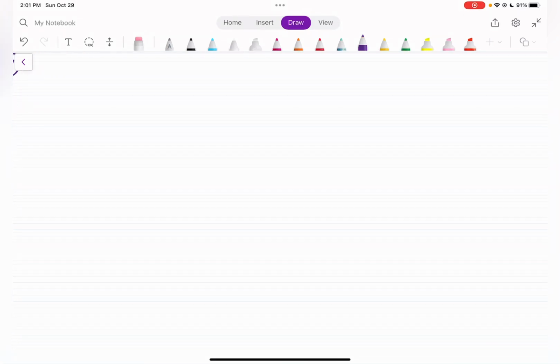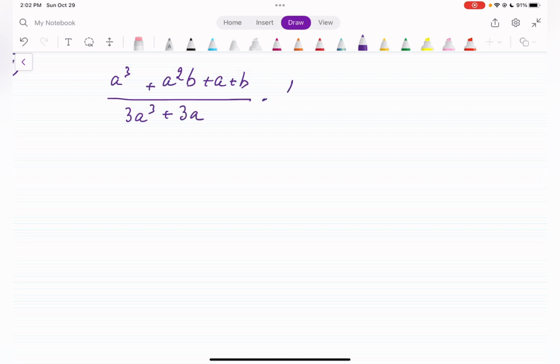So we get a cubed plus a squared b plus a plus b, divided by 3a cubed plus 3a, times 18a squared over 9a squared minus 9b squared.